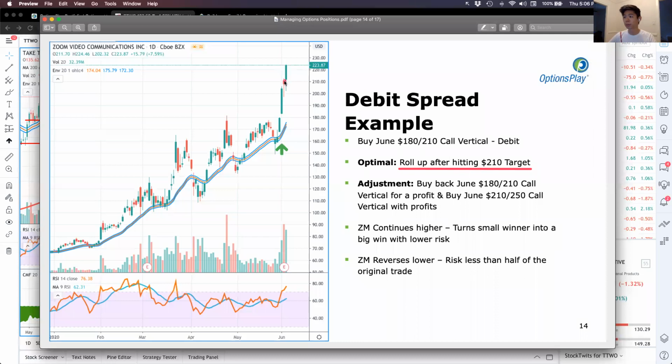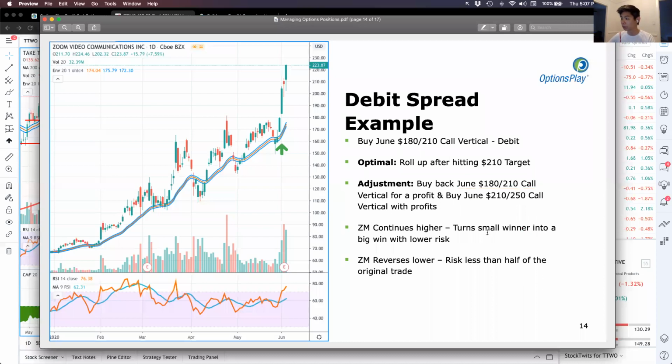So if you find yourself in a position where you bought a call option or a call spread and the stock immediately hits your target price, and you're thinking, well, this thing can continue moving higher, with the new information, with the earnings report coming out so strong, I think the stock can continue going higher. What you can do is you can buy back the 180-210 call option and then buy, let's say, a June 210-225 call option. Now, by doing so, you're taking profits, and this reduces the risk of the overall trade and allows you to basically own further upside for less risk.